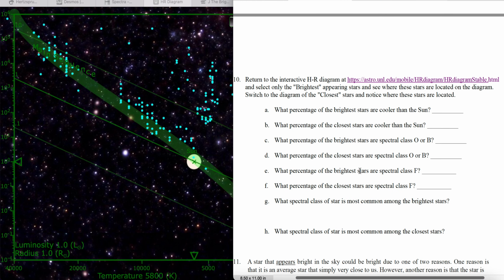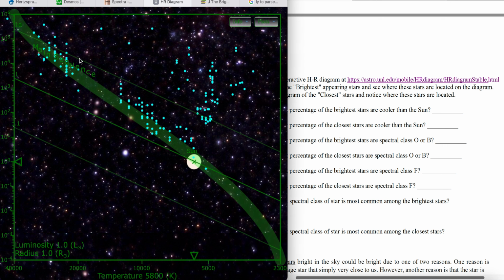I believe all 50 of them are visible with the naked eye, because there's at least 50 that are visible with the naked eye, so they must be. So these are the 50, the 50 brightest stars in the sky. And where are they located?